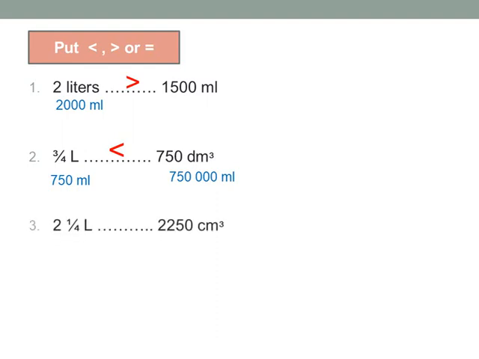Number 3, we have 2¼ liters, and in the second side we have 2250 centimeters cube. We should make the same unit in the two sides. So we will convert 2¼ liters. It will be 2 liters equal 2000 milliliters, and quarter liter equal 250 milliliters. So 2¼ liter, it will be 2250 milliliters, and the other side 2250 centimeters cube. We remembered that the centimeters cube is the same unit milliliter, so 2250 centimeters cube will be 2250 milliliters. So the sign will be equal.